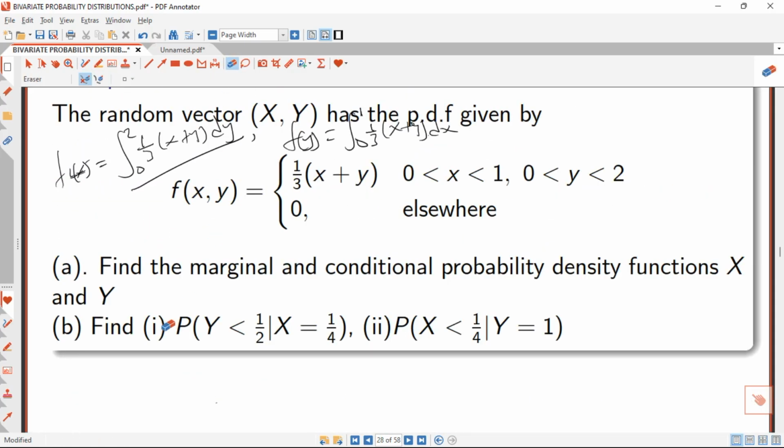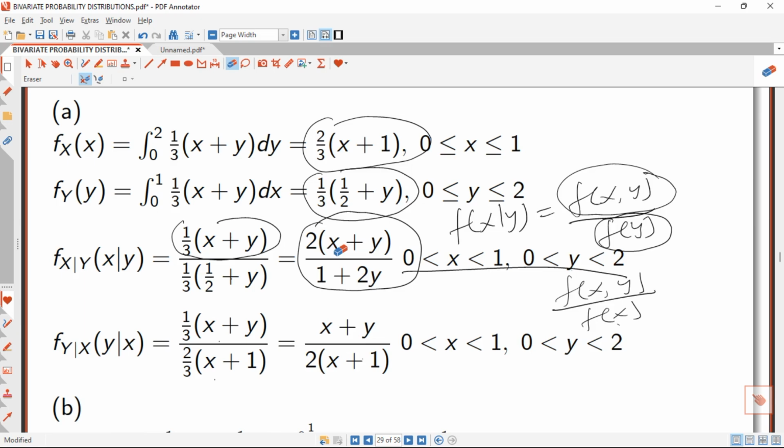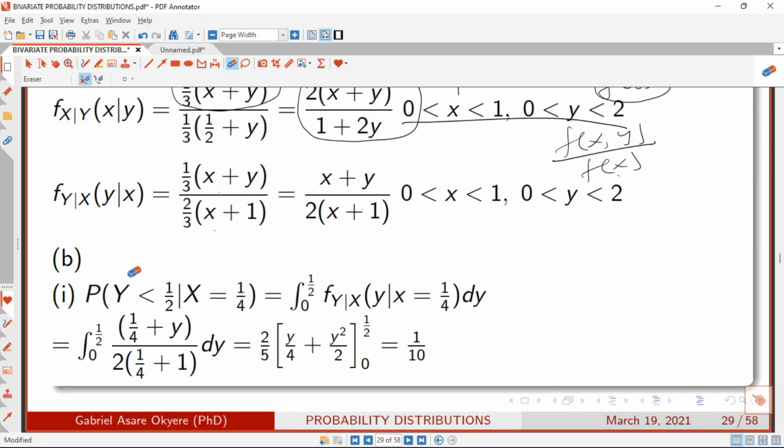The second question is telling us to calculate the probability that y is less than 1 over 2 given that x is equal to 1 over 4. Okay, that's the second question. So here, this is what we have been asked to calculate. Okay, so as you can see here, we should just first ignore the half.